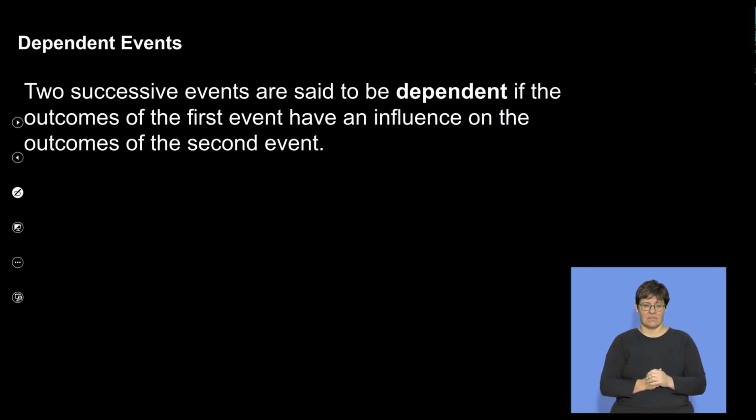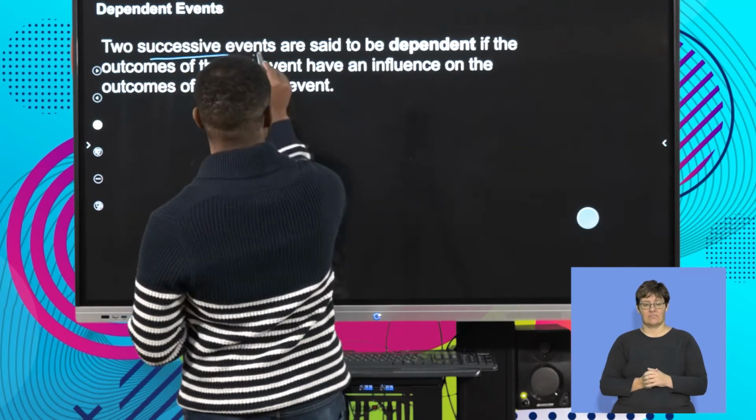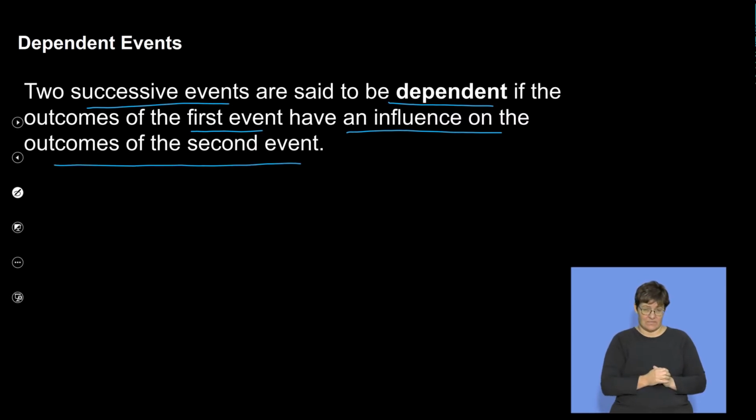Now, let's look at what a dependent event is. Two successive events are said to be dependent if the outcome of the first has an influence on the outcome of the second event. Very important. Are we together? The outcome of the first has an influence on the other outcome. Those are dependent events. Okay, let's look at what that looks like.